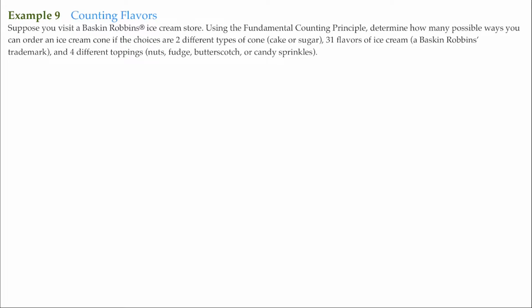In this example, it states, suppose you visit a Baskin-Robbins ice cream store. Using the fundamental counting principle, determine how many possible ways you can order an ice cream cone if the choices are 2 different types of cone, that's a cake or a sugar, 31 flavors of ice cream, that's what Baskin-Robbins is known for, and 4 different toppings. And here we have nuts, fudge, butterscotch, or candy sprinkles.